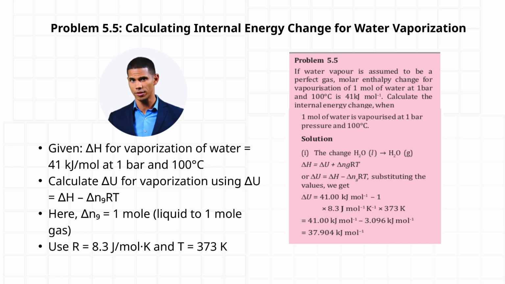When water vaporizes, liquid water becomes 1 mole of water vapor gas, so delta N subscript G equals 1 mole. Substituting values, R, the gas constant, is 8.3 joules per mole Kelvin, and temperature T is 100 degrees Celsius plus 273, which equals 373 Kelvin. Calculating the correction term delta N subscript G RT gives us approximately 3.096 kilojoules per mole. Finally, subtract this from the enthalpy change of 41 kilojoules per mole, yielding an internal energy change of approximately 37.904 kilojoules per mole.